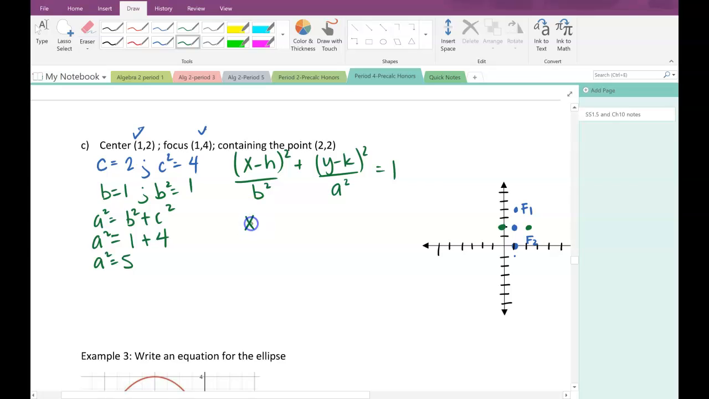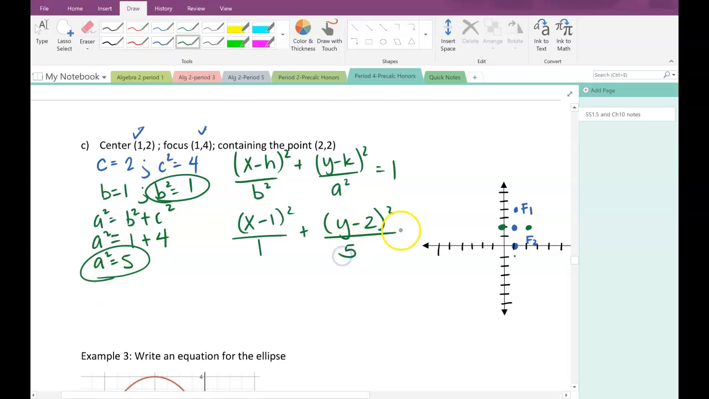So we have everything we need. H is 1, so x minus 1 quantity squared over b squared is 1, plus y minus 2 from the center, all over a squared, which happens to be 5. And remember, this always equals 1. Box that up.